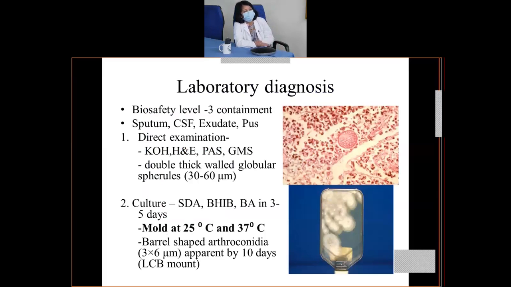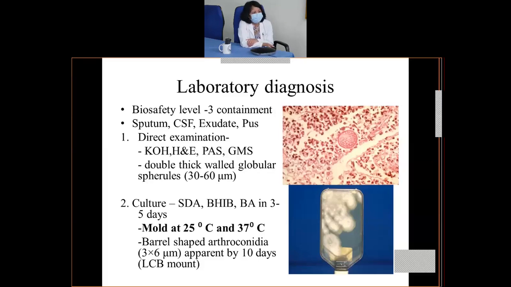Okay, so laboratory diagnosis has to be done in a biosafety level 3 containment because it is highly infectious and the manifestations are severe. The samples can be collected depending upon the site of infection, such as sputum, CSF sample, exudate, pus. A direct examination is done using KOH, or for the biopsy samples, you can do periodic acid-Schiff, GMS stain, hematoxylin and eosin stain. If you do these stains, these spherules might appear. So you can see the spherules, inside which there are endospores.